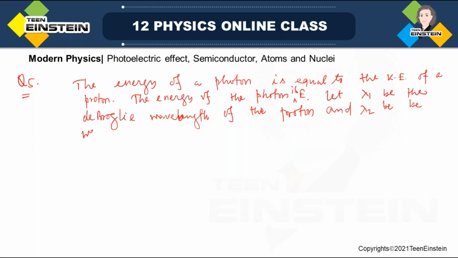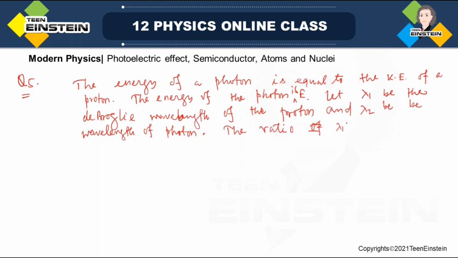The options are: option A is 0, option B is E to the power half, option C is E to the power minus 1, and the last option D is E to the power minus 2.